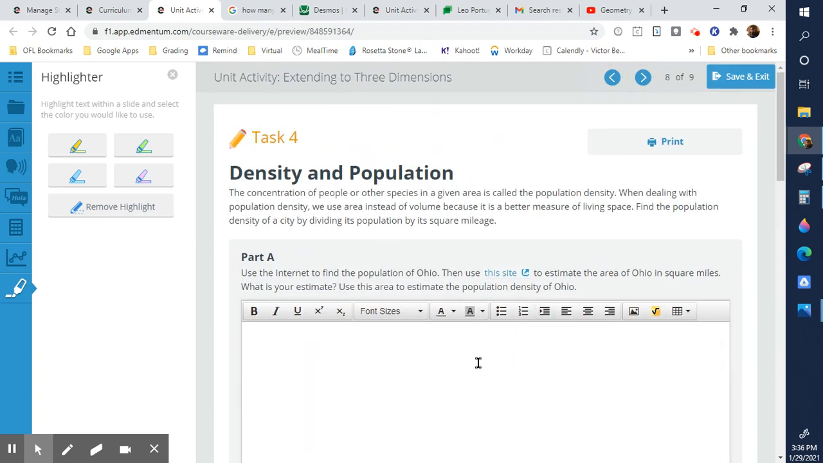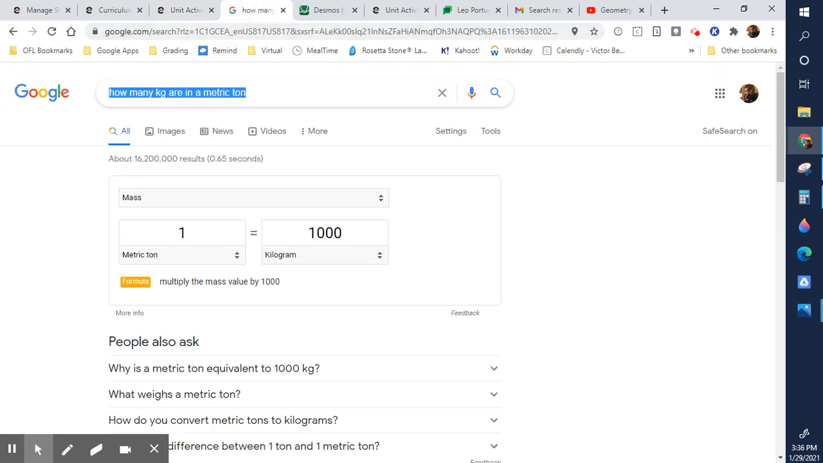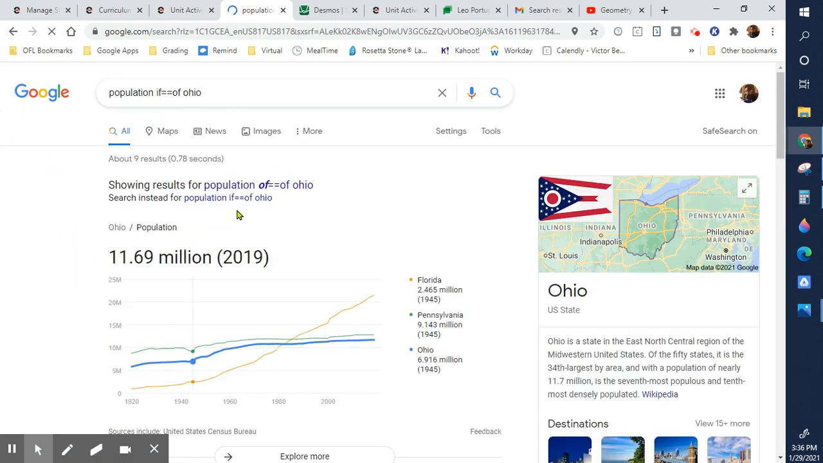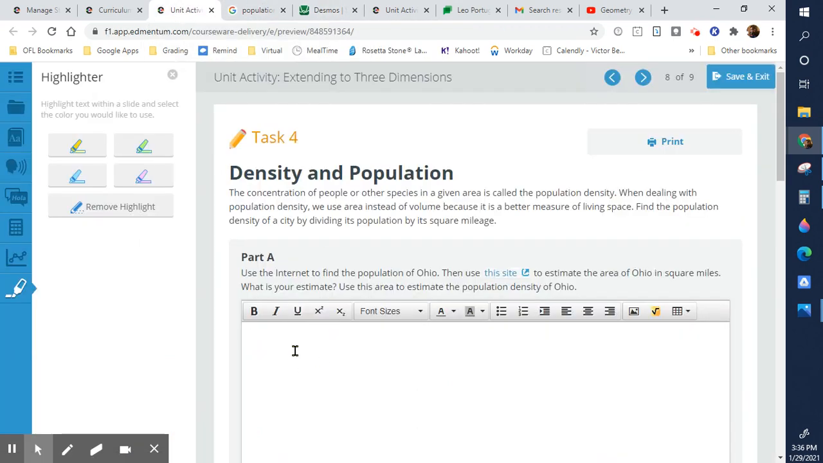So the next thing we're going to do is use this website to use the internet to find the population. So first thing we're going to do is find the population of Ohio. This changes. So I know for a fact they're going to have the wrong number. Population of Ohio. So I'll find the population of Ohio. I'm going to say 11.6369. So I'm going to say 11,700,000. 1, 2, 3.